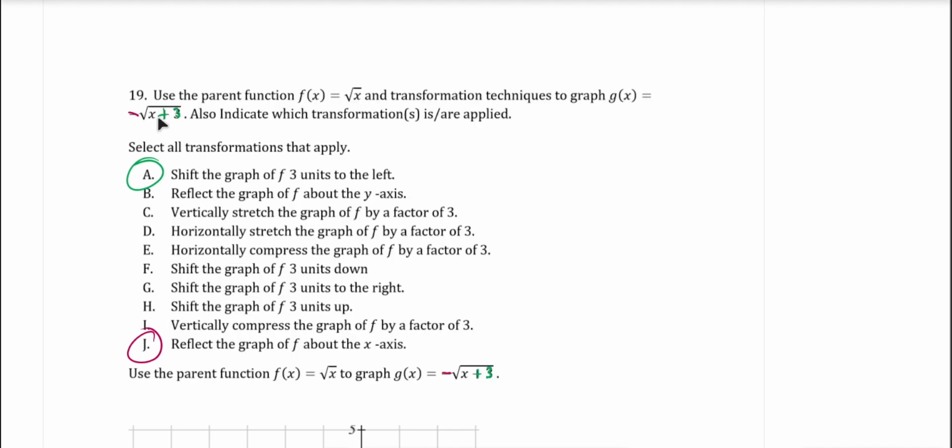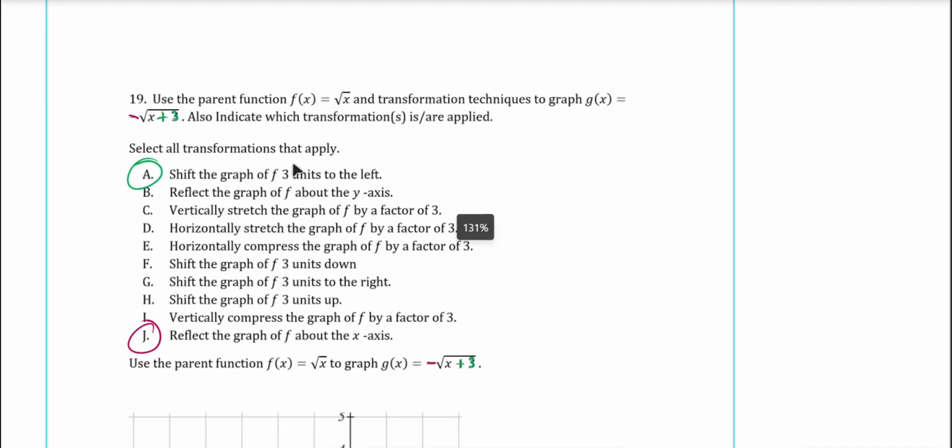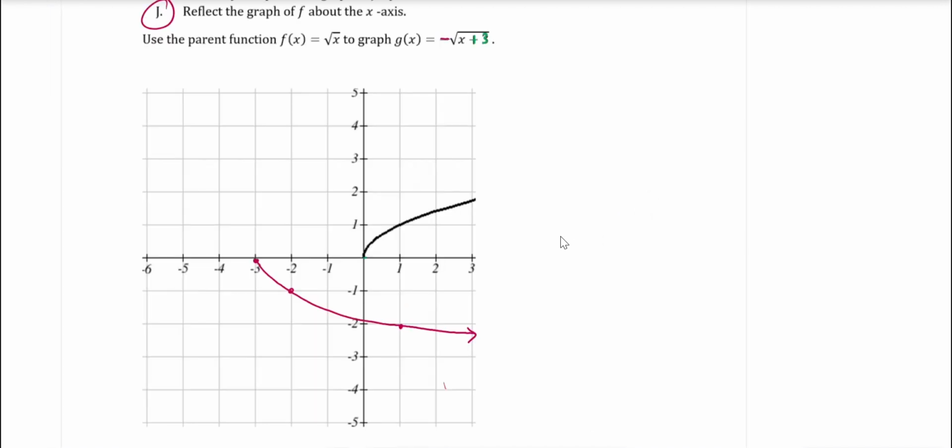And likewise, because this is composition by +3, we are doing something in the horizontal. We are shifting, because we're adding, in the horizontal, meaning to the left or right. Now, this is +3, so we are going to go to the left. Make sure you get that straight. This is going to be shifting the graph by 3 units to the left. Now here's what that graph would look like.